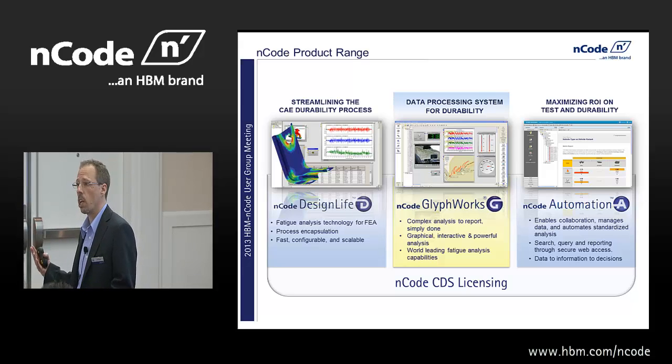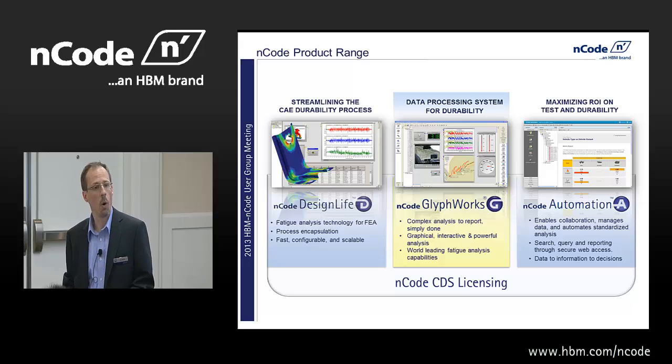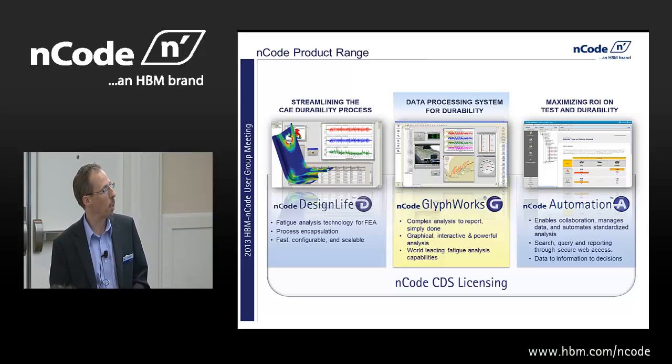And the third product that we will be talking about more today is ENCODE Automation, which is managing of that data, and Tenneco referenced that. That's what they're using to help when they're gathering all this data from their fleets of vehicles. They're using that to then organize that, make that available in a web-based environment for collaboration. So we'll talk about that.